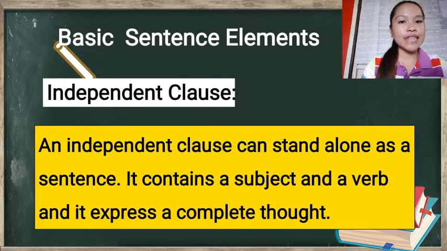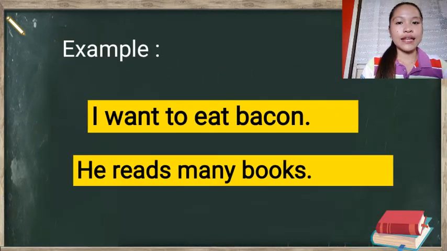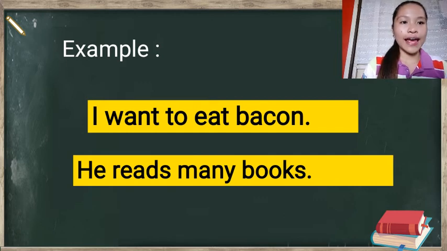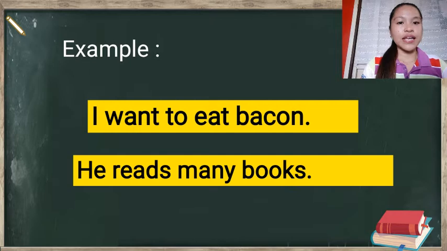We have here an example of an independent clause. I want to eat bacon. It has a subject and it also has a predicate. I want to eat bacon expresses a complete thought. Another example is: he reads many books. The subject there is he, and it also has the predicate.